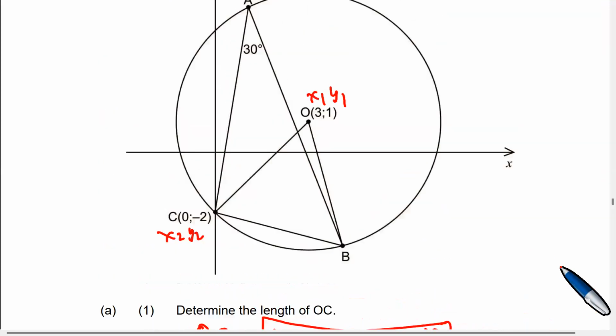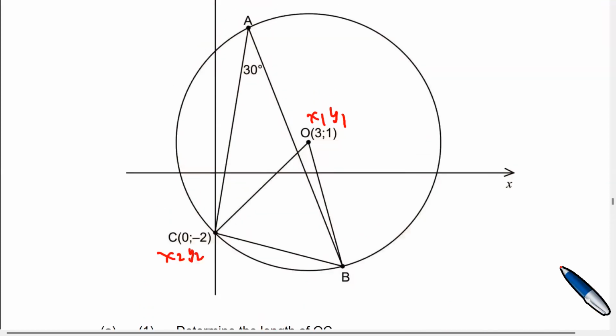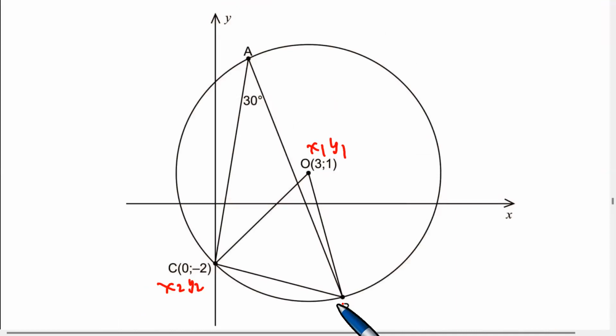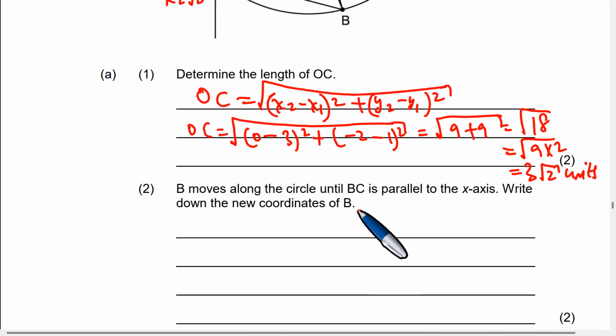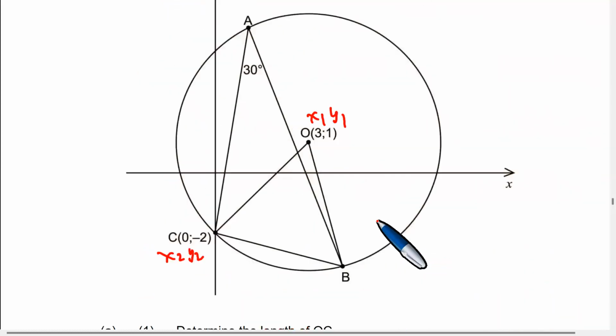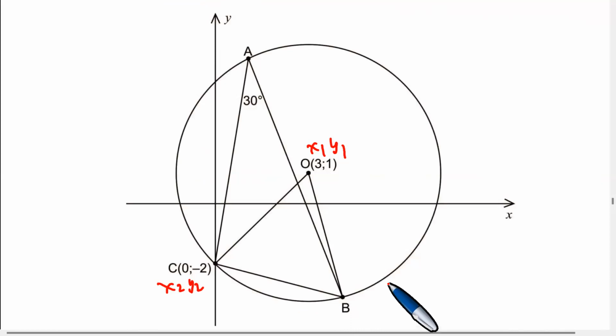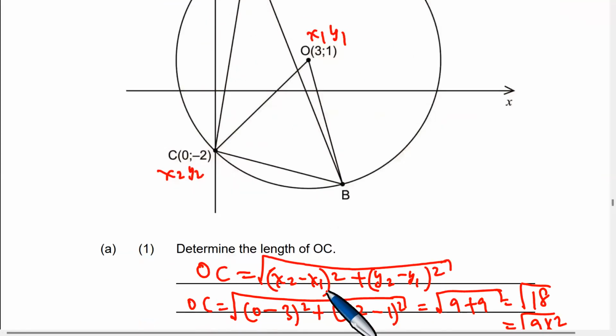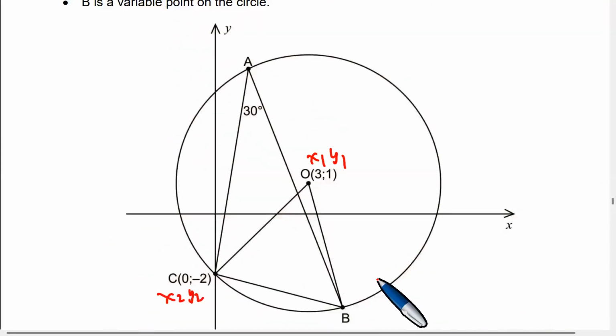Easy. Anyone? They're saying B moves. So we move B. We want to find the new coordinates of B. B moves. In other words, it's experiencing a translation. So this is a transformation of the point. If the point B is moved until this line BC is parallel to the x-axis, x would be -2. Okay, there's going to be a -2. And the other coordinate is going to become what?